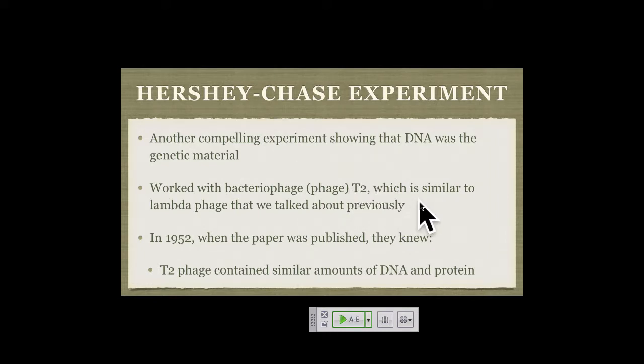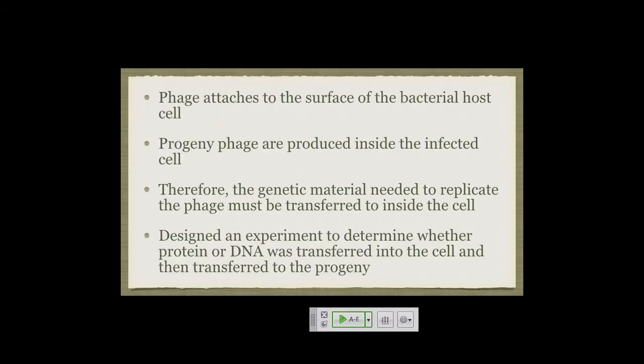So they're working with this bacteriophage T2. Its biology is very similar to bacteriophage lambda, which was the example of the temperate phage that we talked about. What they did know at the time, back in 1952 when they published the paper, was that if you had isolated phage, all you had was protein and DNA, so there was no RNA present.